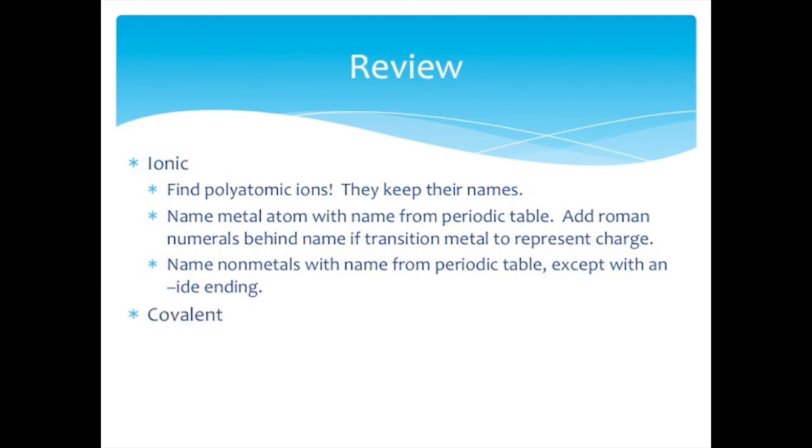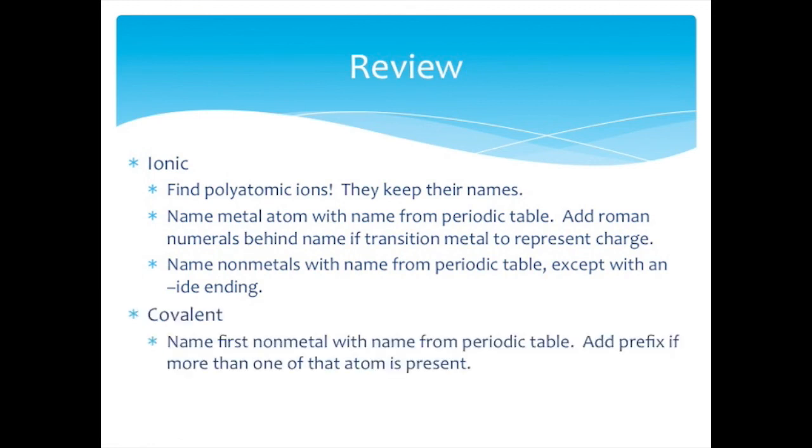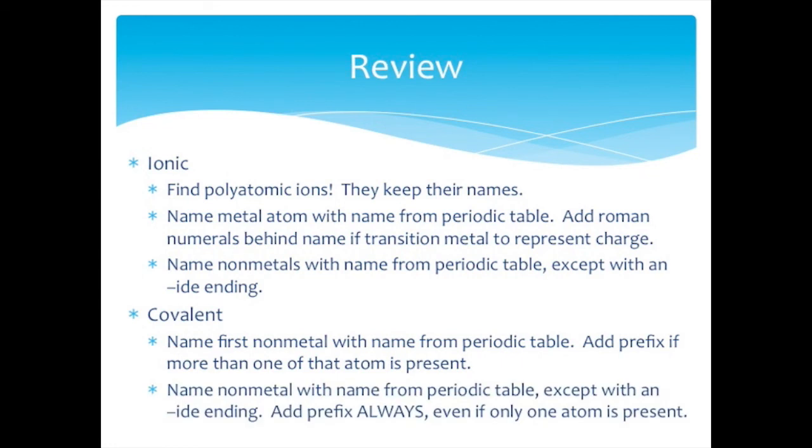Covalent compounds are named similarly to ionic in that the first nonmetal in the formula keeps the name from the periodic table. You need to add the prefix if more than one of that atom is present. If only one atom is present of the first nonmetal, you do not need to write mono. It is understood. The second nonmetal in the covalent compound chemical formula needs to be named with its element name with the IDE ending. Always, always, always add a prefix, even if that prefix will be mono.